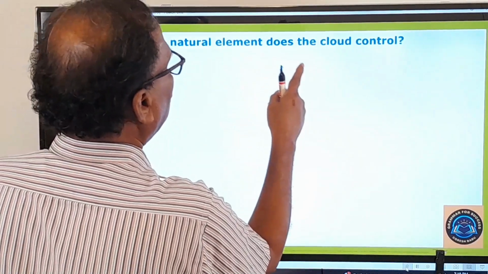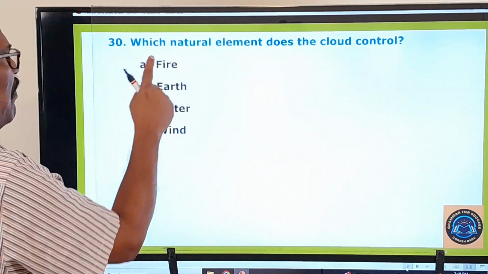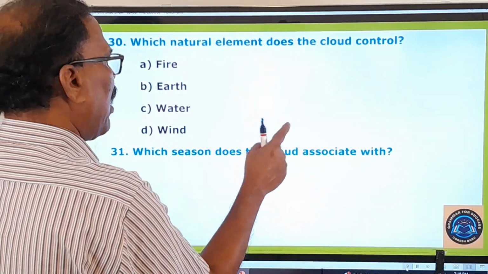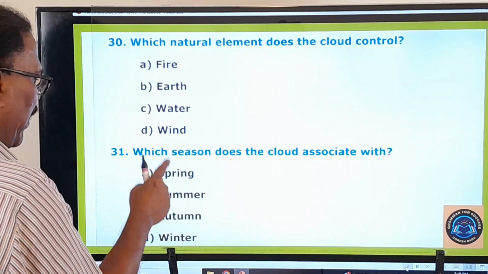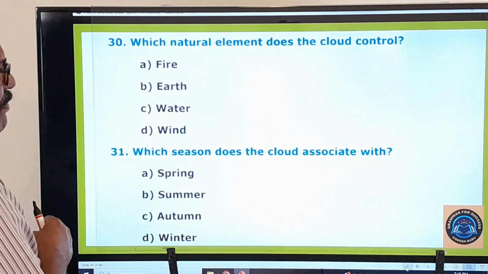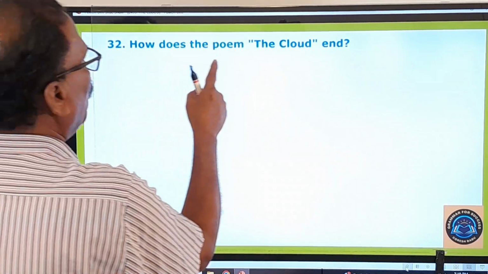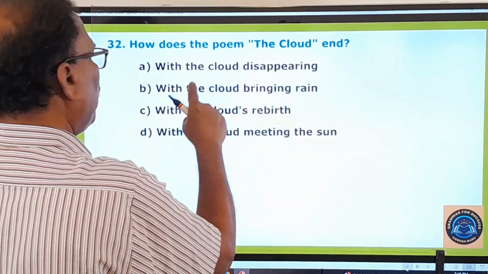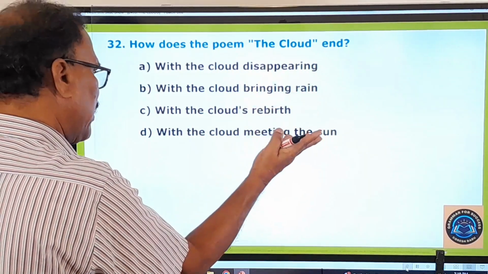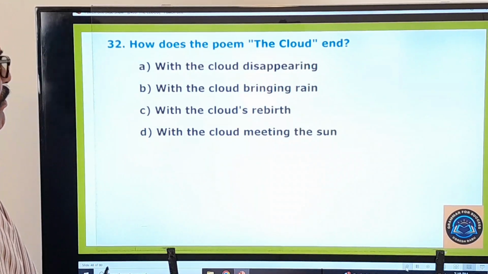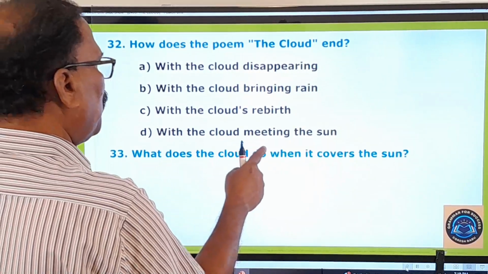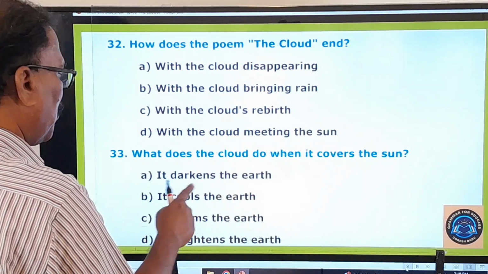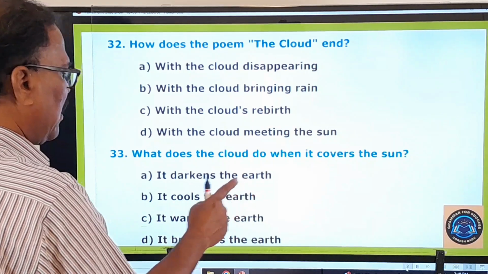Which natural element does the cloud control? Fire, earth, water, wind. Which season does the cloud associate with? Spring, summer, autumn, winter. How does the poem The Cloud end? With the cloud disappearing, with the cloud bringing rain, with the cloud's rebirth, with the cloud meeting the sun. What does the cloud do when it covers the sun? It darkens the earth, it cools the earth, it warms the earth, it brightens the earth.